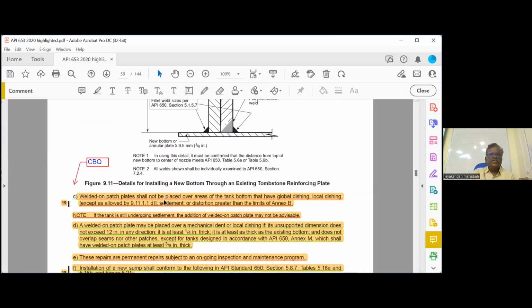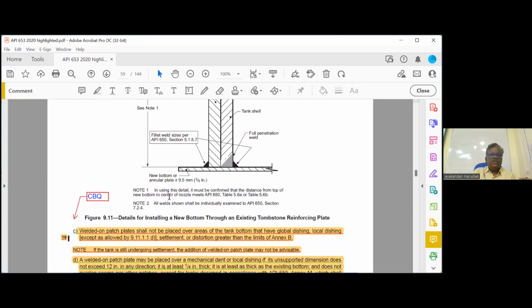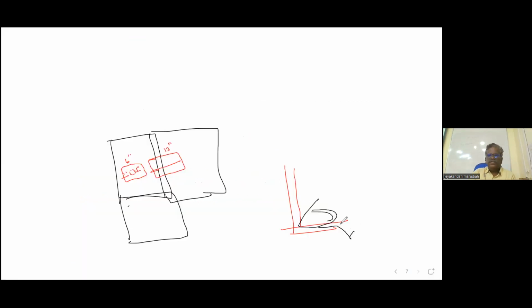Then please go to the C. This is important. Page number 9-14. Welded on patch plate shall not be placed over the areas of the tank bottom that have global dishing, local dishing, settlement and distortion crater. That is a closed book question. What is the meaning? Suppose you have a bottom, there is a bend like this. The bottom plate has a dent like this, then you cannot cover it with a patch plate and weld it. You have to cut and remove it. You cannot cover it. Okay.